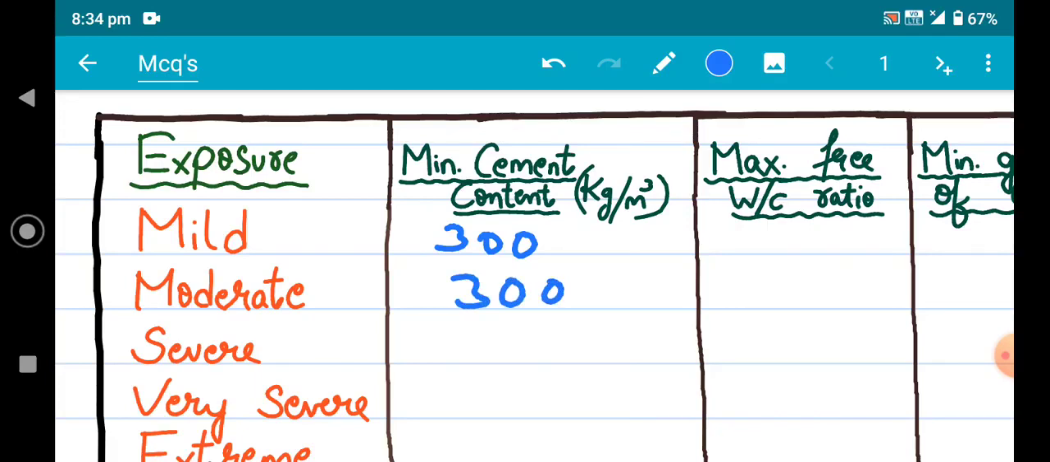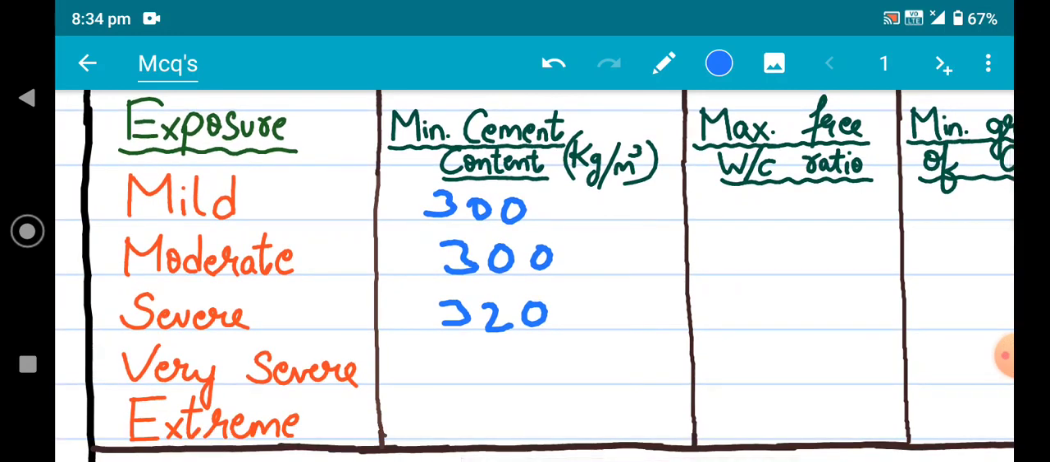Coming to severe exposure, it is 320 kg per meter cube. And coming to very severe exposure, the minimum cement content we need is 340 kg per meter cube. And coming to the extreme exposure, we need the cement content as 360 kg per meter cube.